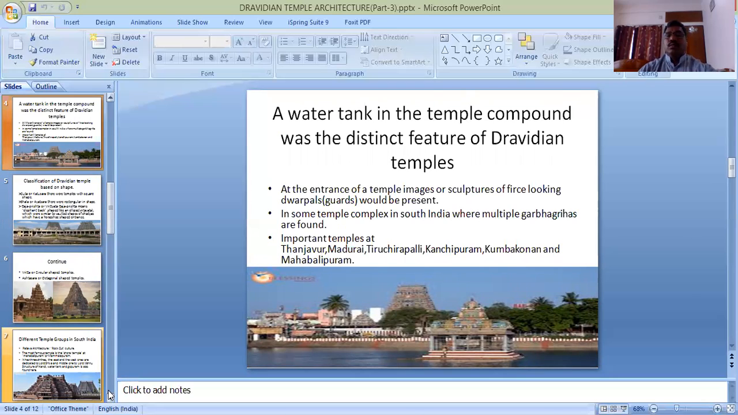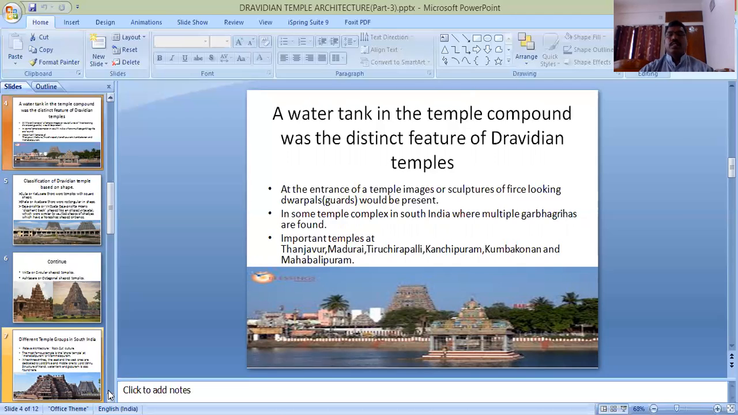And another feature was that a water tank in the temple compound was a distinct feature of Dravidian temples. A water tank is a special feature of the South Indian or Dravidian temple architecture, related with the temple compound. But in the Nagara style, there was no water tank in the temple compound. So the special feature of the Dravidian temple architecture is that a water tank in the temple compound was the distinct feature of Dravidian temples.